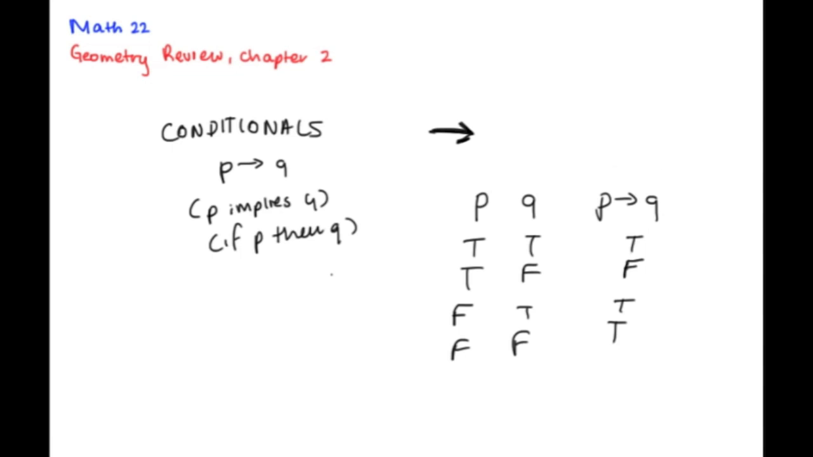And oftentimes we call this P, this if statement, the hypothesis. It usually follows the word if. It's also called the premise or the antecedent, and this Q is commonly referred to as the conclusion. It follows the word then, and you can also call it a consequent.